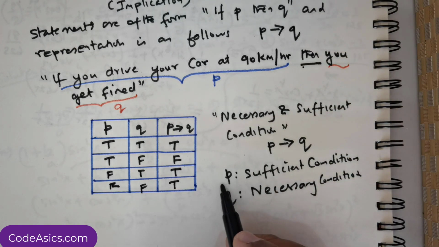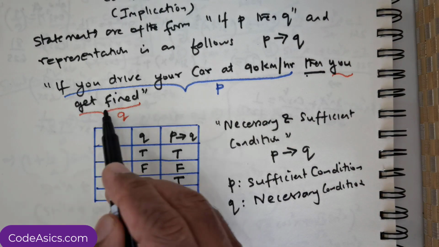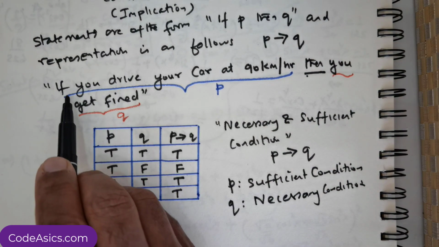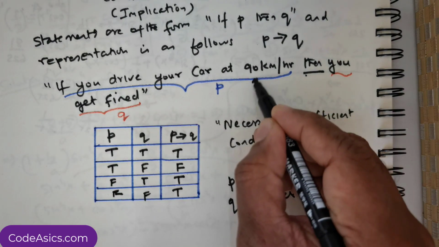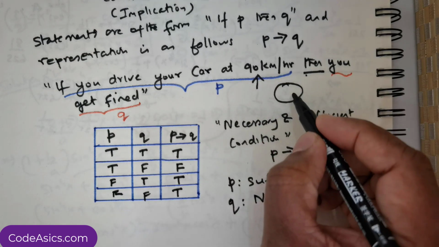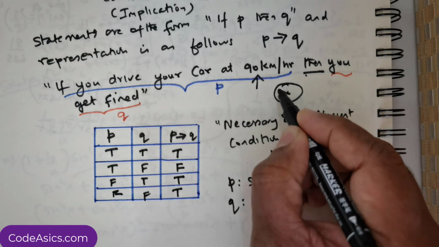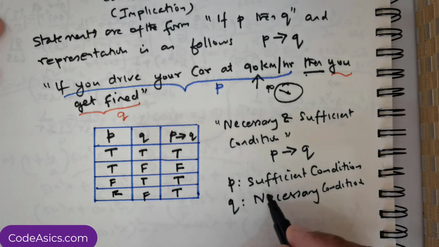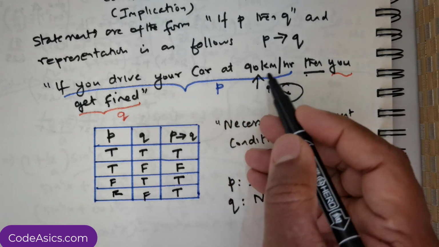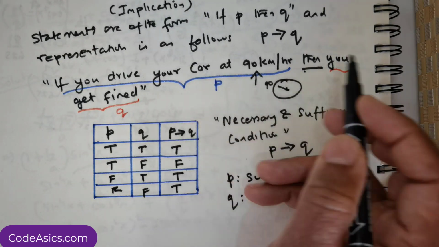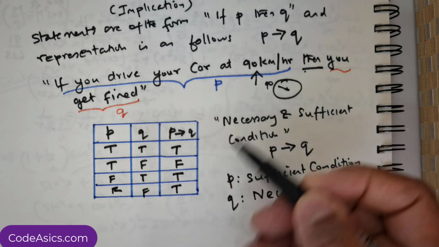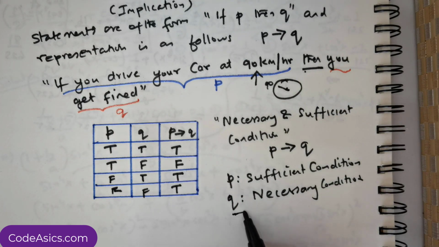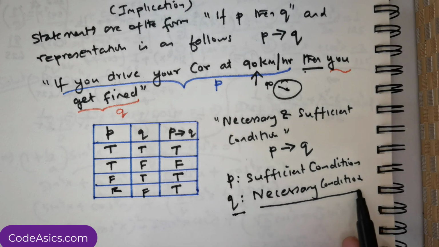Now why do I state P to be the sufficient condition? To be fined, it is just sufficient for you to hit the speedometer 90. The minute your speedometer touches 90, that is alone sufficient to be called a person who has breached the law. That is what is called as the sufficient condition. So you don't have to do something more big or more terrible. This is sufficient enough. One breach. And what is Q? We are calling Q to be a necessary condition.